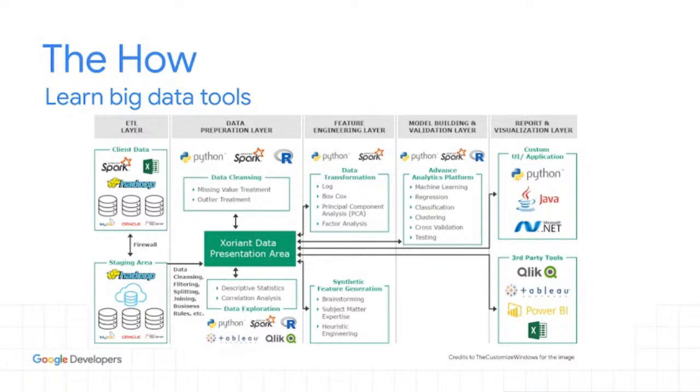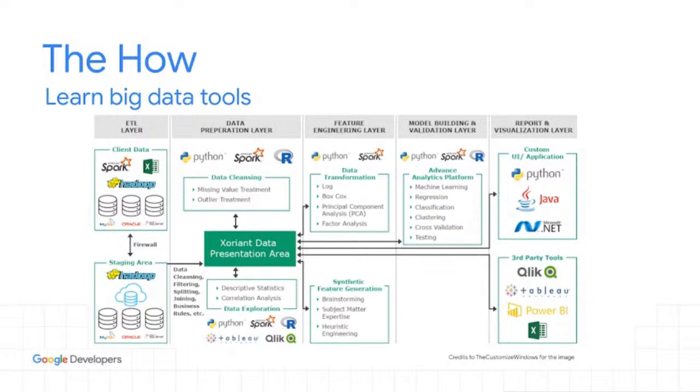So this is one of my favorite charts because it covers the whole life cycle of a data pipeline. And this is what we can do around data. As you can see, there are different layers here, from the ETL layer to the data preparation layer, feature engineering, model building and validation, and the reporting and visualization layer. So under each layer, there are different popular tools.